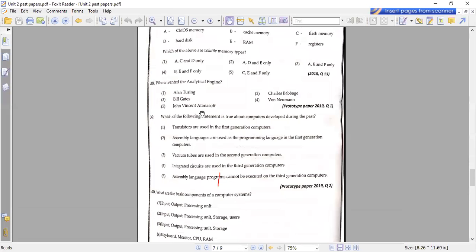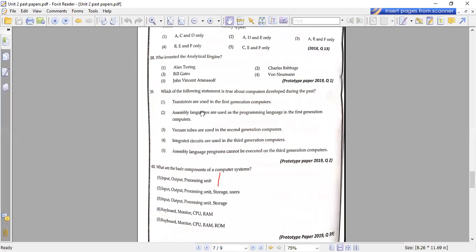Thirty-eight, 39, and 40. Who invented the analytical engine? The analytical engine was done by Charles Babbage. The second answer should come. 38, one. Most of you have put the correct answer.